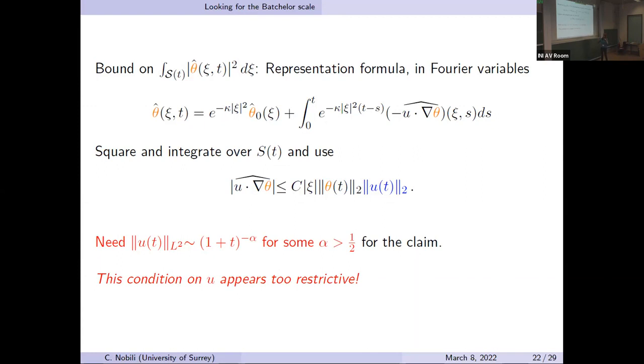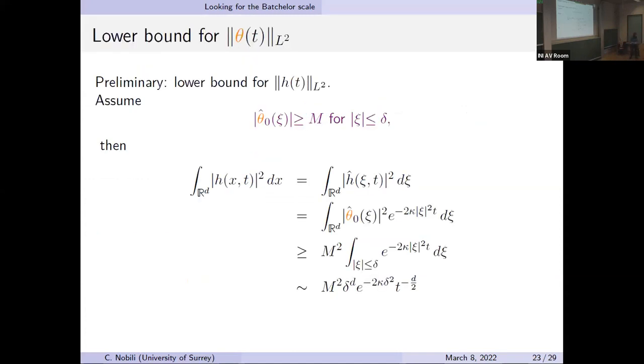Now, as I will comment at the end, this is a bit too restrictive. This tells you that u has to decay for large time, and actually with a certain power, so alpha has to be bigger than 1/2. You will see later that I will relax this. Now, this was about the Fourier-splitting. The Fourier-splitting is a very smart method for finding upper bounds for theta in L2. Then the other problem is to find lower bounds, which is also here.